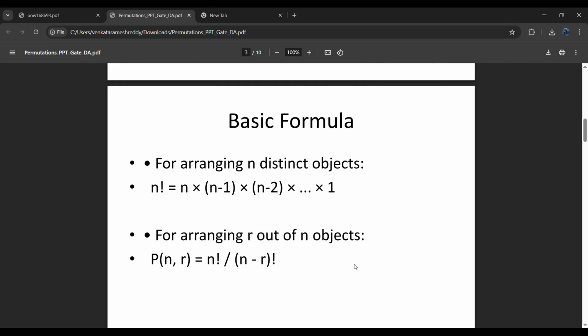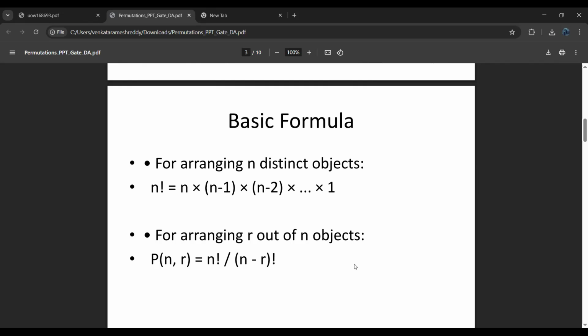So you can replace n minus one in n, n minus two in n, n minus three in n. Like that, we can arrange all the objects among themselves. So that's why n factorial is required. n factorial is nothing but n into n minus 1 into n minus 2 down to 1. So if you want to arrange n distinct objects, the number of permutations required is n factorial.